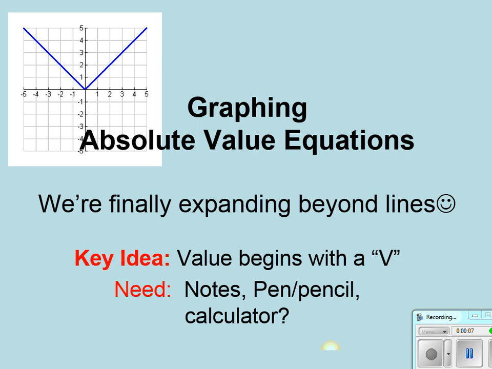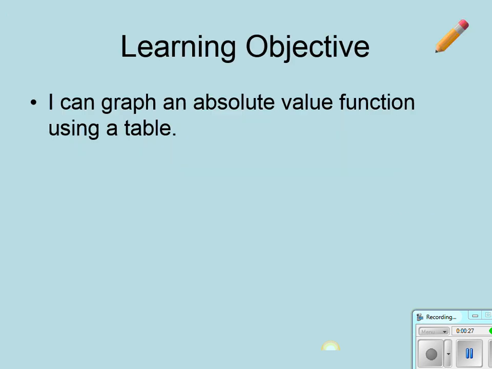We're finally expanding beyond lines and getting into more Algebra 2 stuff. So the key idea today that you should really have in the back of your mind as we're doing this is that the word value begins with a V. You need your notes, a pencil, and possibly a calculator. So the learning objective is I can graph an absolute value function using a table.